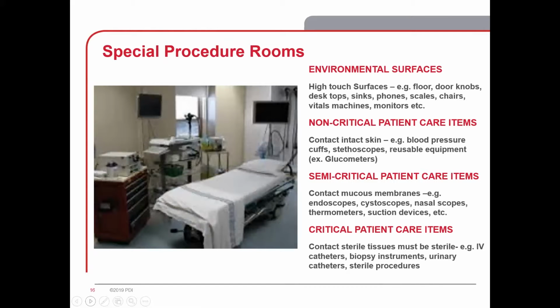And lastly, we also see special procedure rooms in ambulatory care. These are basically not your typical OR, but they're serving as an outpatient OR type setting where procedures are being done. So again, you'll find that you'll have non-critical patient care items, semi-critical patient care items, and also critical patient care items that are used in special procedure rooms.